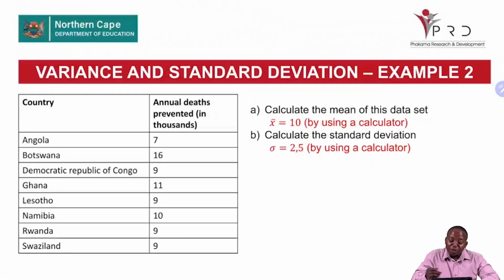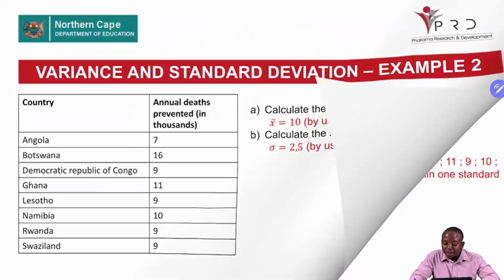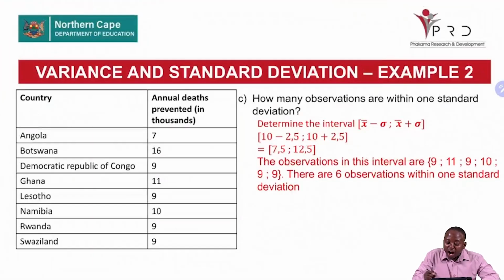To find our mean, we follow the calculator instructions. We find our mean as 10. For our standard deviation, again, we follow the calculator instructions to find it. Now, how many observations are within 1 standard deviation? That is to say, we are going to determine the interval using the mean minus the standard deviation, and the second limit is x bar plus our standard deviation. What you can see there is we have a lower and an upper limit. So these are the 2 limits that we're talking about.